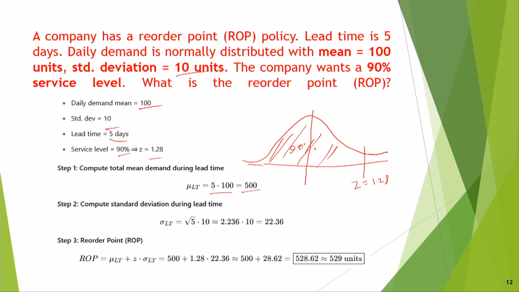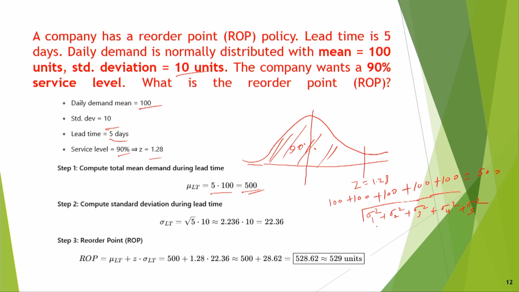But you have to find out what the 5 days standard deviation should be. Should it be 5 into 10, 50? No, this is wrong. The means get added. Suppose mean demand was 100; for 5 periods we did 100 plus 100 plus 100 plus 100 plus 100 and got 500. But standard deviations are added in a squared way. Suppose sigma 1 squared, sigma 2 squared, sigma 3 squared; that means variances are added, not the standard deviations.